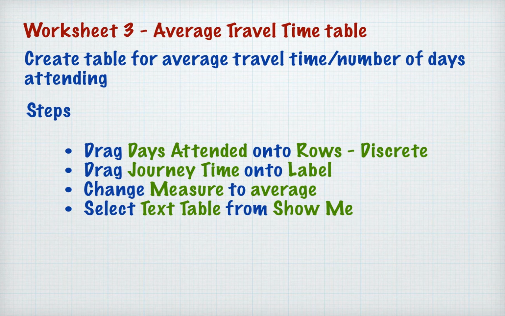Now the way that we do that is we're going to use days attended and journey time, and we're going to drag them onto the rows and onto the label. We have to keep an eye on the measure that we're going to use, which is going to be the average measure. And you'll see here, it won't quite be right unless we actually change the data type of days attended, because Tableau will have thought that it's a continuous measure when we really need it to be discrete. Now by default, hopefully it will turn up as a table when you drag those in, but of course you can select table from the Show Me panel.